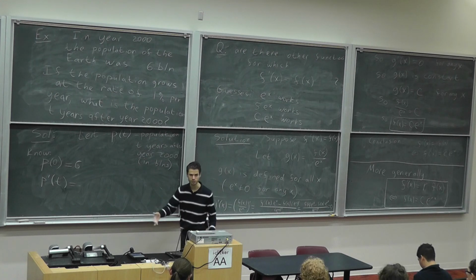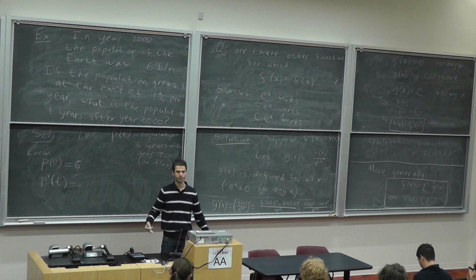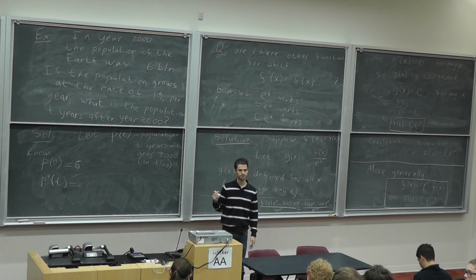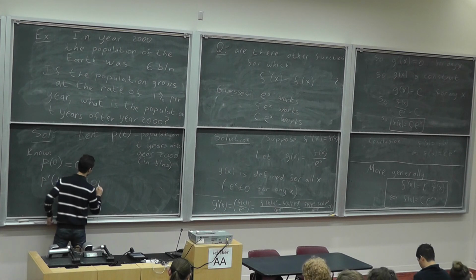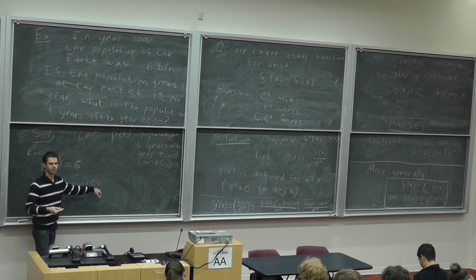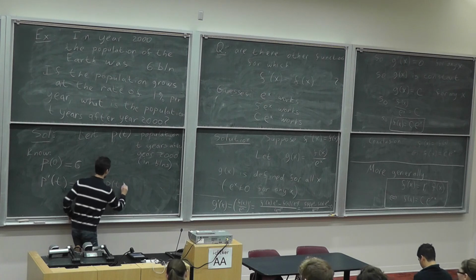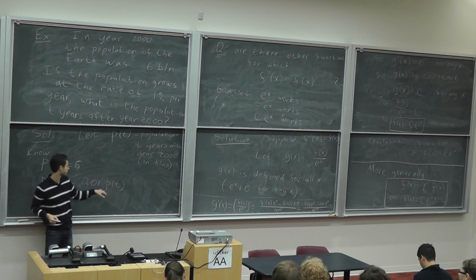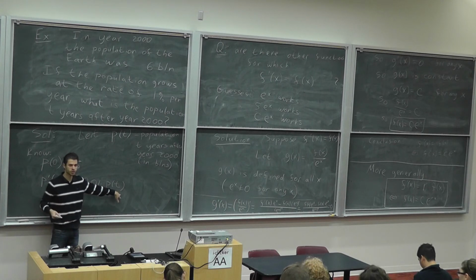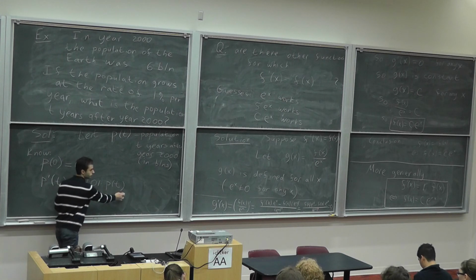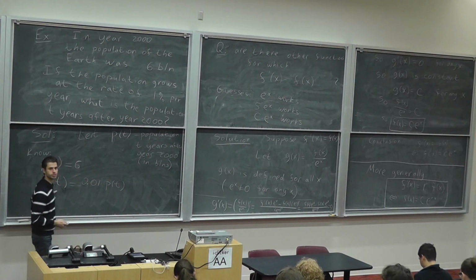If we are in year, I don't know, 2100, the population might have grown to 12 billion. And then the 1% will be larger. So what is it? It is 0.01 times P of t, 1% of the population. So in year 2000 it would have been 0.01 times 6 billion, but more generally at the moment t, it will be 0.01 times P of t. So this is population, this is 1% of population. And this is the rate of change of population.